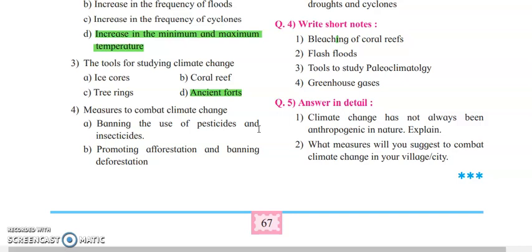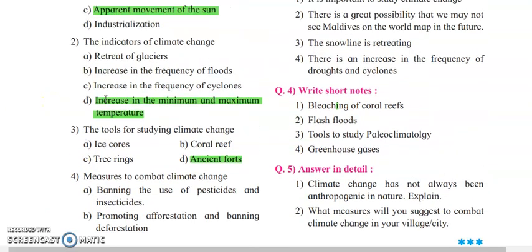Then you should avoid using vehicles for short distances. You should go by walking for short distances. Then you should reduce the use of pesticides, fertilizers. Plastic का use आप reduce कर सकते हो. Okay, so there should be the use of LPG gas instead of wood or coal. Stop using wooden furniture. Okay, all these are the things by which you can combat climate change in your village or city. So this is all about the exercise of lesson number 5.